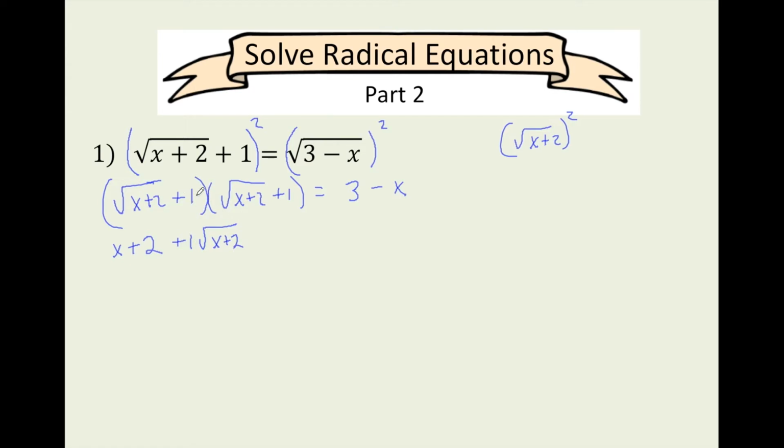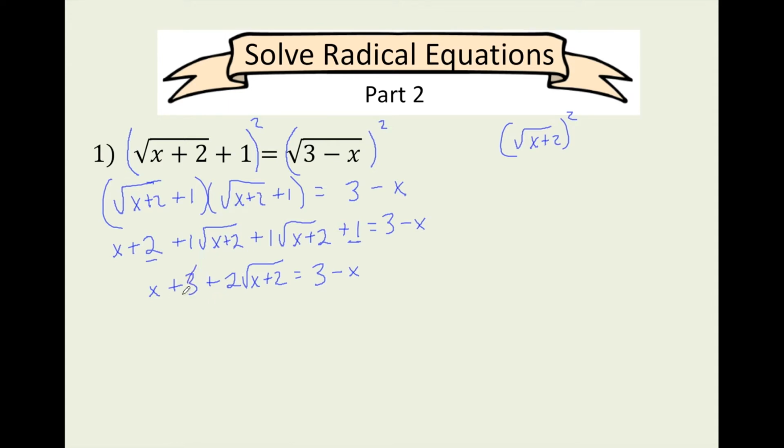The inside terms, 1 times square root of x plus 2. So that's another 1 square root of x plus 2. Then the last terms, which is 1 times 1, which is 1. Combine like terms on the left-hand side here. So we're going to combine these. We've got x plus 3 plus 2 of these equals 3 minus x.